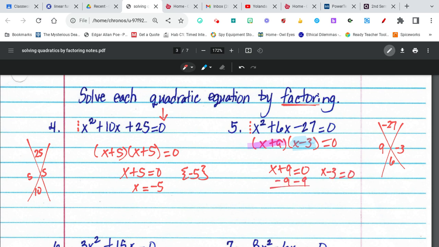Subtract 9 from both sides, so I end up with x equals negative 9. Add 3 to both sides, so here I end up with x equals 3. If I were to graph that equation, my parabola would cross the x-axis at negative 9 and 3.